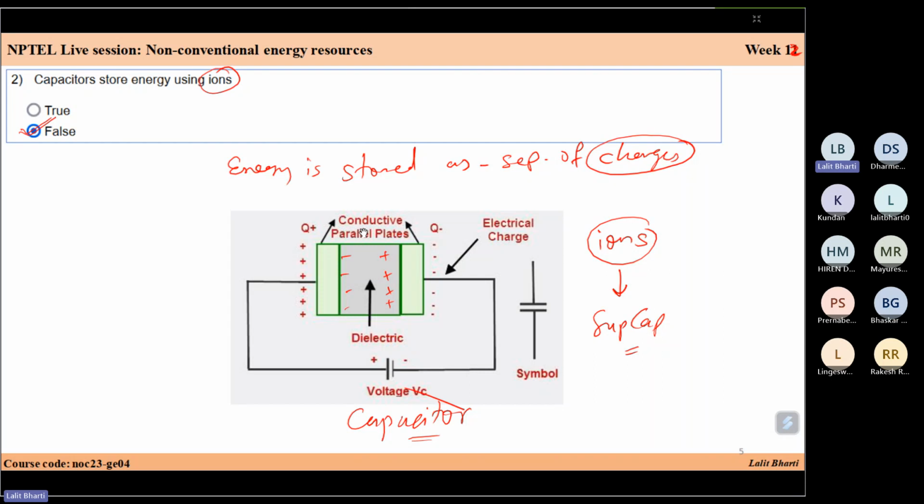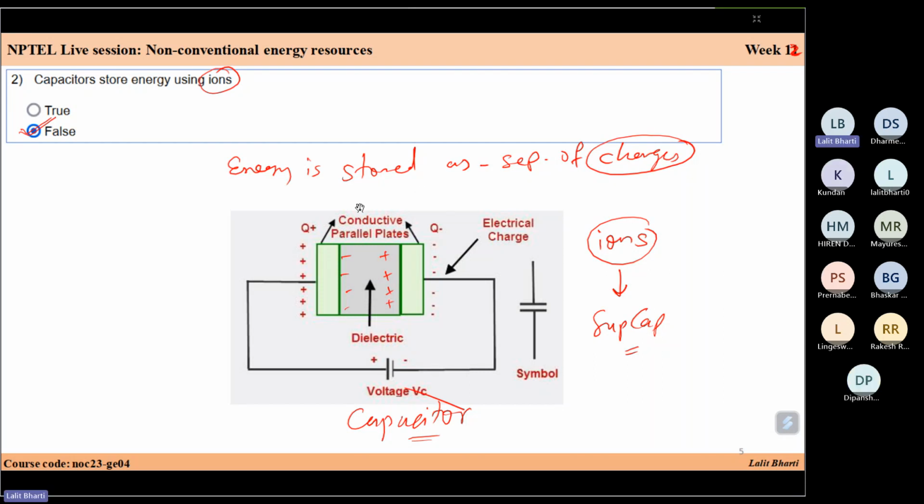So basically, the energy is stored in the form of separation of charges. We already had some separation inside the dielectric media, but due to the external electric field, the charges got separated. So it is called the separation of charges. So a capacitor works with the separation of charges.